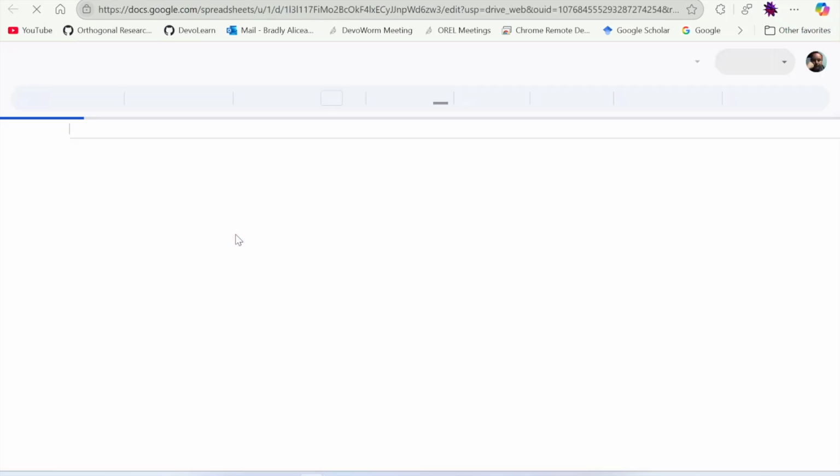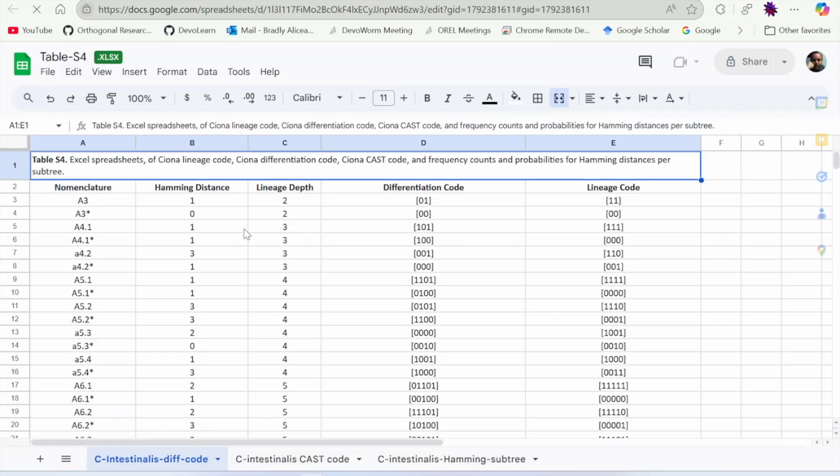So let's start with supplemental table 4. This is a type of analysis that we did on the lineage tree. It's called the differentiation code. What the differentiation code is, it's a binary code, and we also did this to the lineage tree directly. It is a code that describes the relative position in lineage and the relative position in sort of the age of the embryo.